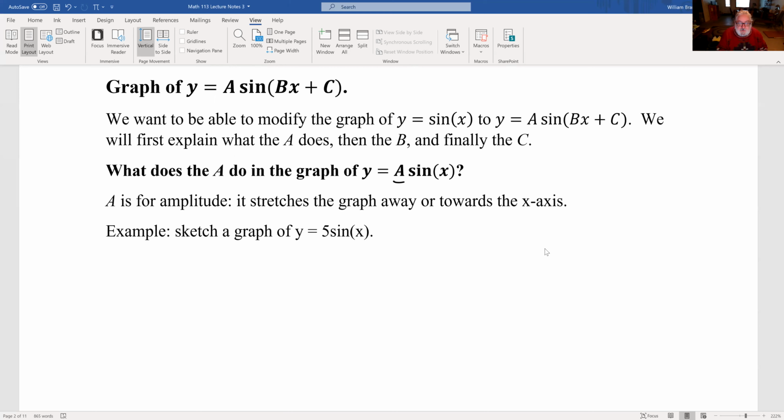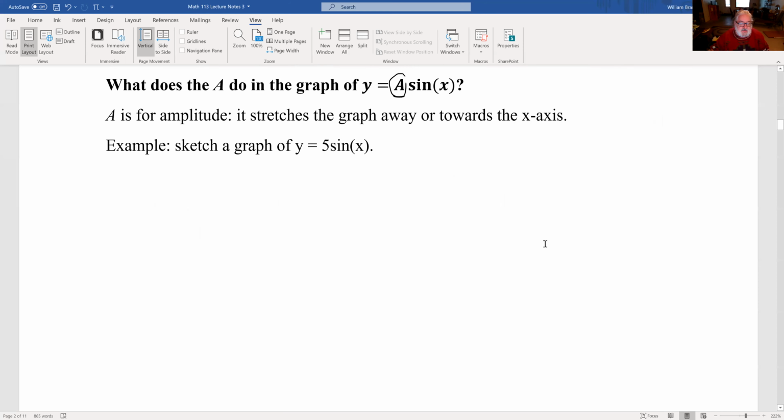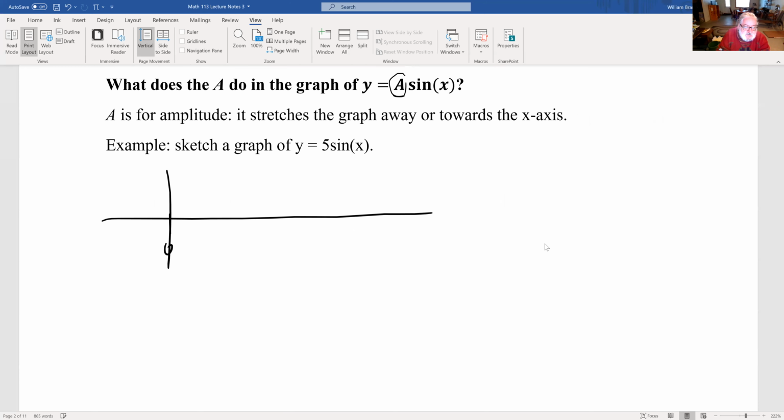Well, if you remember from algebra, multiplying a function by a constant just stretches it away from the x-axis. So let's graph y equals 5 sine x. We'll start with our basic cycle, which is 0 to 2 pi, pi over 2, 3 pi over 2. And one of the reasons why I want people to write out these notes by hand is because the more often you draw this graph, the better you'll be at remembering it.